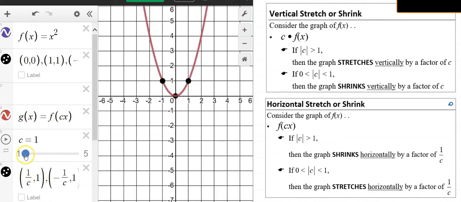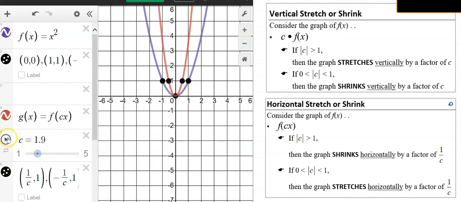Okay, so if c equals 2, we have said that the x value should shrink by 1 over c, so 1 over 2, or a half. So let's move the cursor to c equals 2, and as expected, we were at (1, 1), but we have a horizontal shrink by a factor of 1 over c, or 1 over 2, or 1/2. So that gives us x equals 1/2.